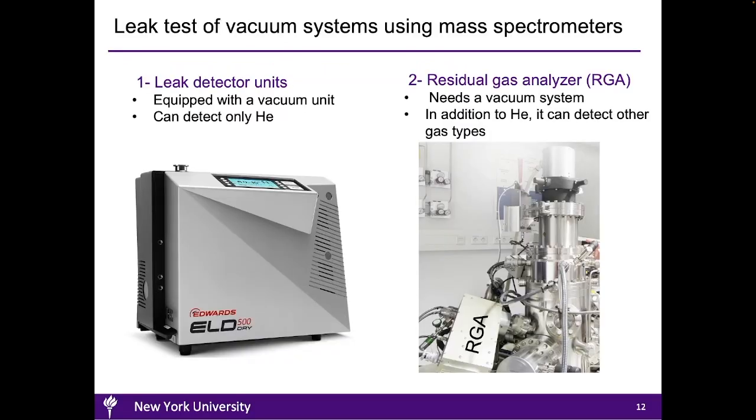The leak testing of vacuum systems can be performed using mass spectrometers. There are two main approaches. The first approach involves using leak detectors. In this approach, helium gas will be sprayed at different parts of the vacuum system. The rise of the helium level will be detected by the leak detector unit and indicates an external leak in the system. This approach is, however, unable to provide information about possible issues such as outgassing.